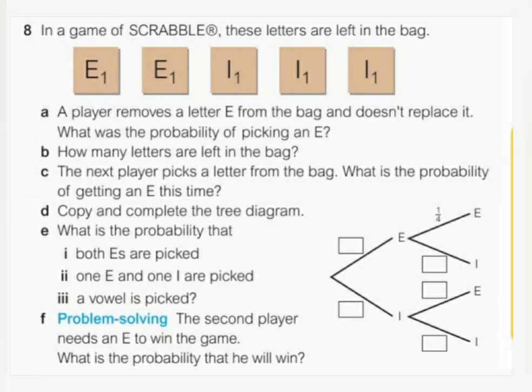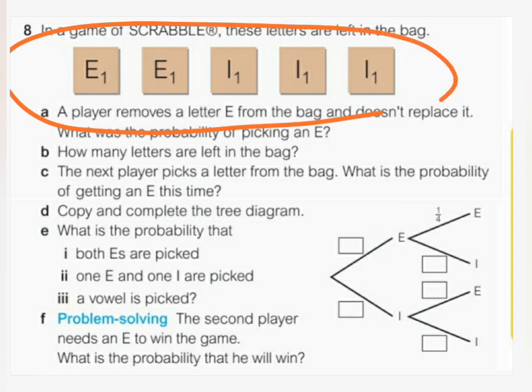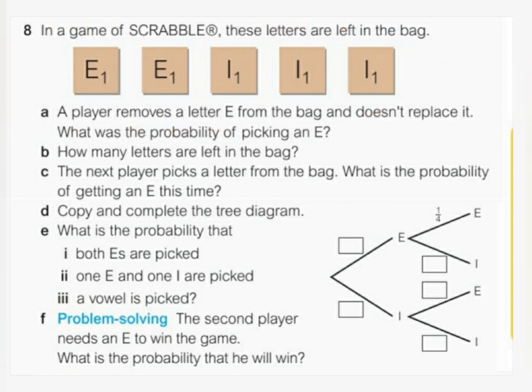Question 8. In a game of Scrabble, these letters are left in the bag. As you can see here, we have 5 letters. Now we have E, E, so 2 E's, and then we have 3 I's. And all of them are 5. First question says, a player removes a letter E from the bag and doesn't replace it. What was the probability of picking an E?